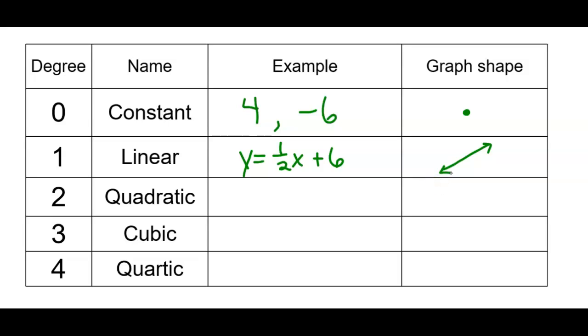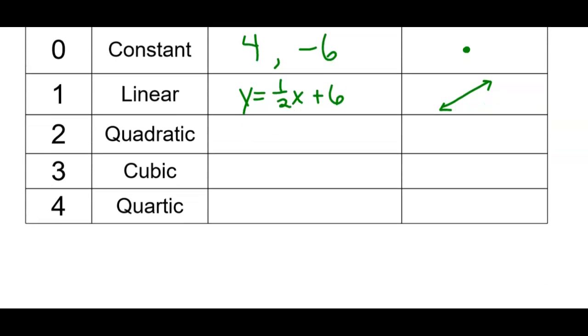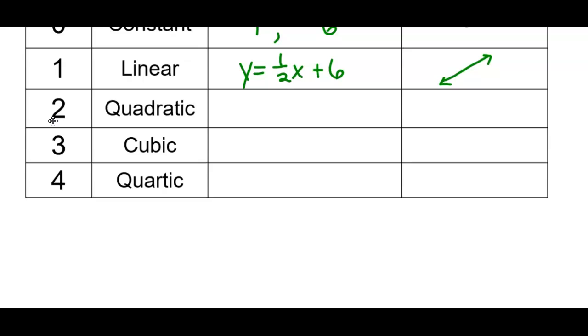A quadratic. We just learned quadratics, and so that's going to have an exponent of 2. So y equals 4x squared minus 3x plus 1. Okay? That, because of this little number 2 here, gives me the degree of 2, and it would be quadratic. What did that graph look like? It looked like a U.